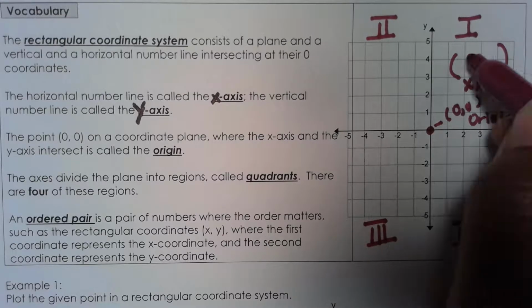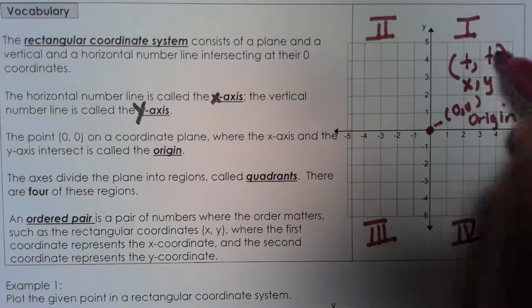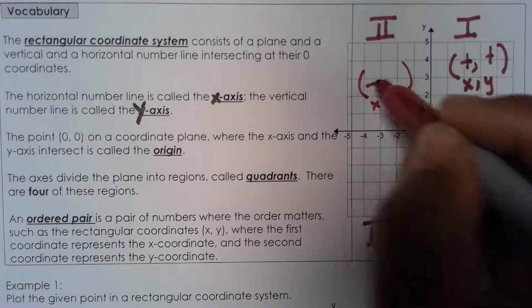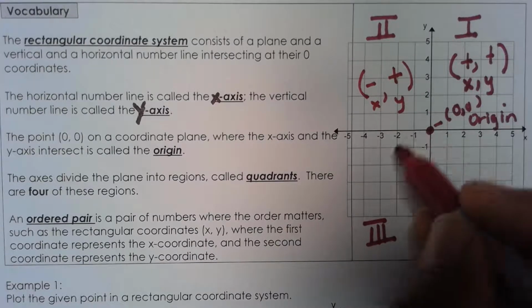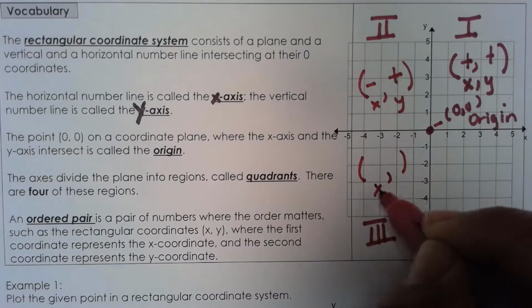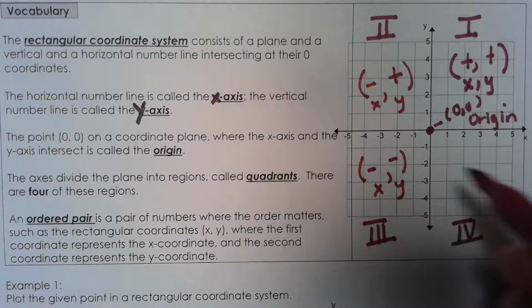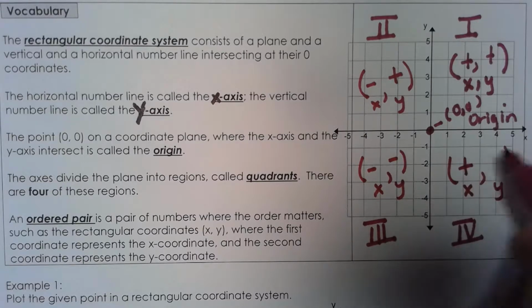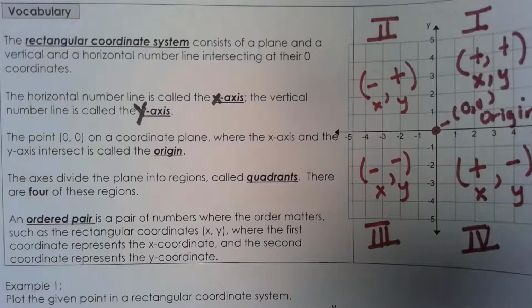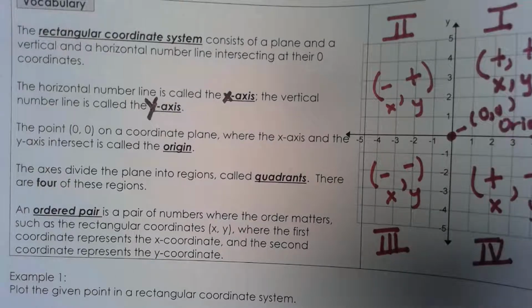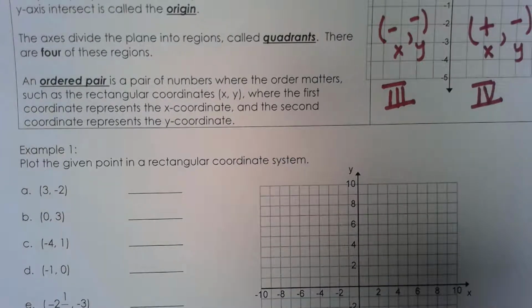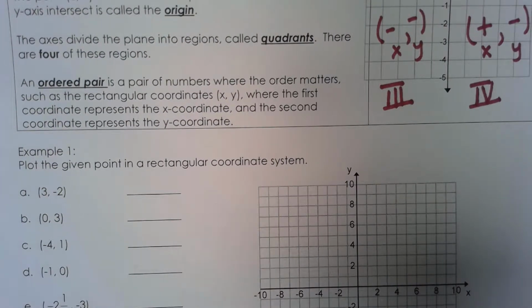So in quadrant 1, all of the x coordinates are positive, all of the y coordinates are positive. In quadrant 2, all of the x coordinates are negative and all of the y coordinates are positive. In quadrant 3, all of the x coordinates are negative and all of the y coordinates are negative. And then lastly, in quadrant 4, all of the x coordinates are positive and all of the y coordinates are negative. So we're not camping out on plotting points, but just wanted to go ahead and refresh the vocabulary.